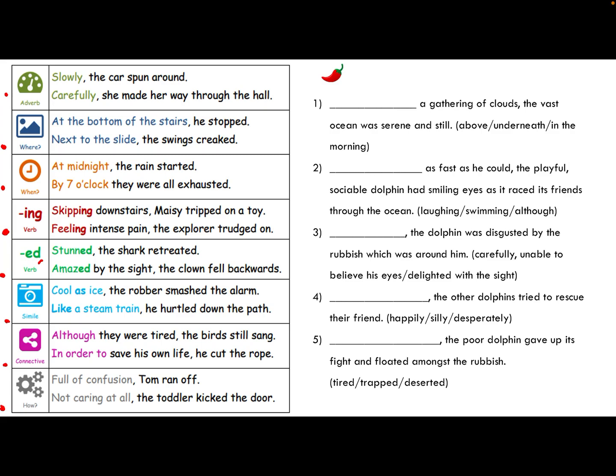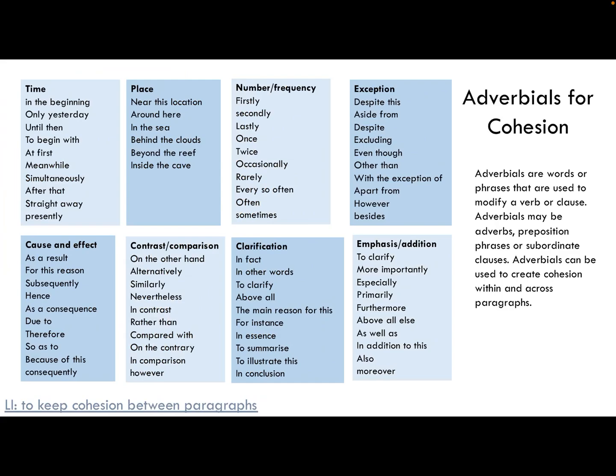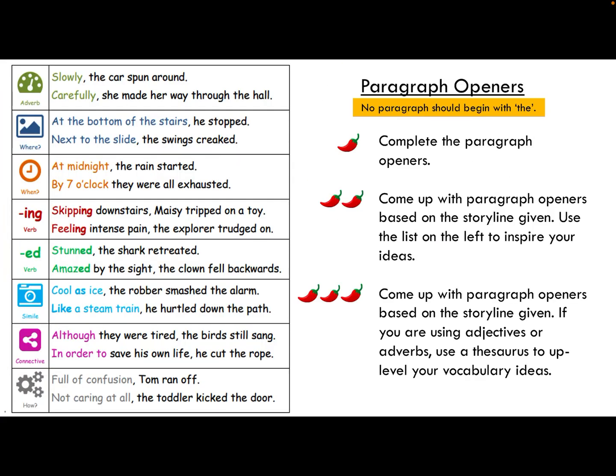And for one chili, what I want you to do is put an appropriate opener into each of these sentences. These sentences could be used as a starter for your paragraph. So remember, each of these is a paragraph. Think about how you would link them. And this is the grid that I was talking about. So let's go back to here.